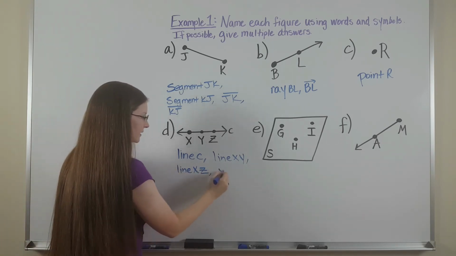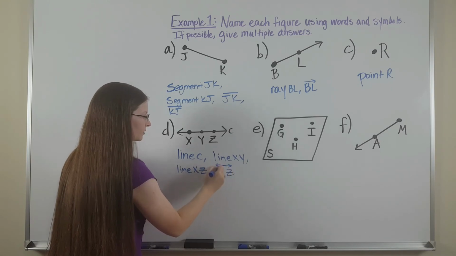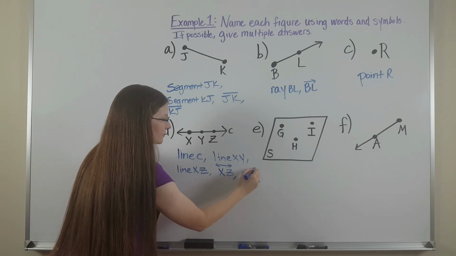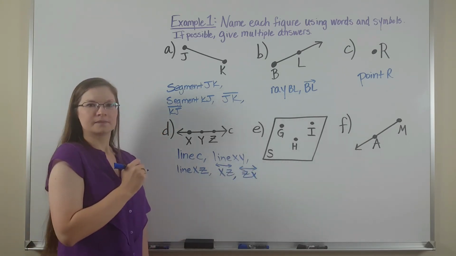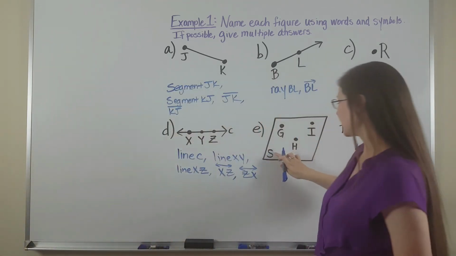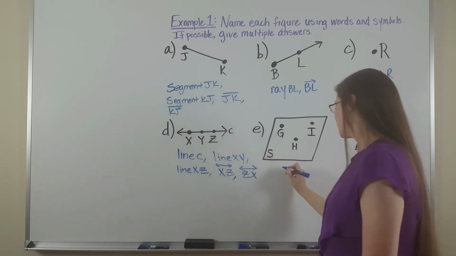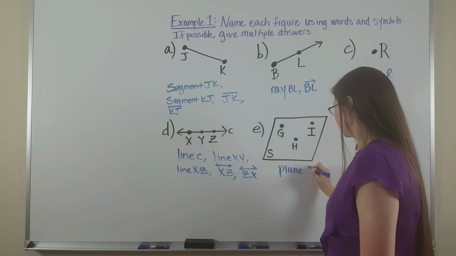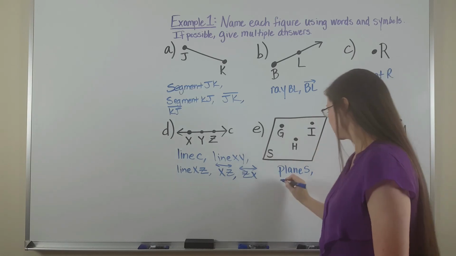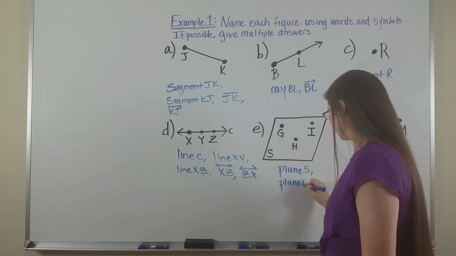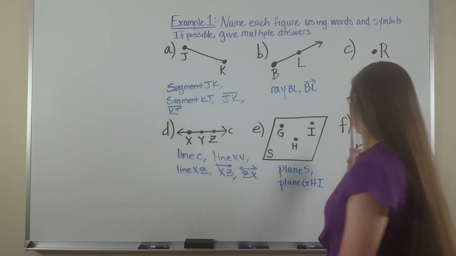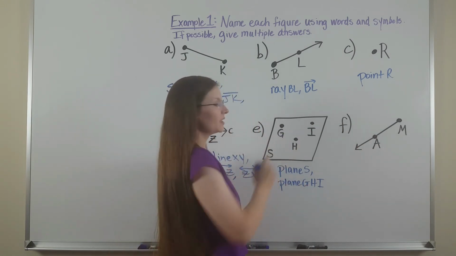Or you could write down XZ with a line with arrows on top to express it symbolically, or ZX with that same symbol. Okay, letter E. Letter E is a plane. We could call it plane S using that letter in the corner there, plane S. Or choosing 3 points in the plane, we could call this plane GHI. Or GIH, or HIG.